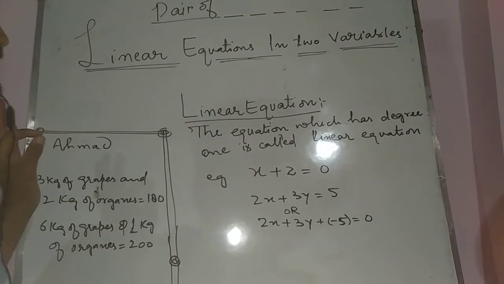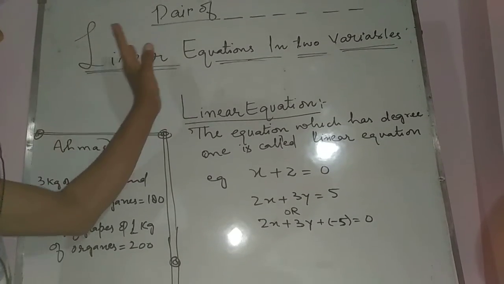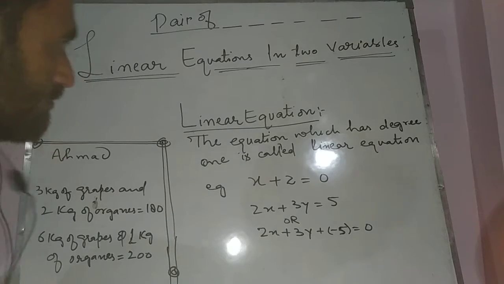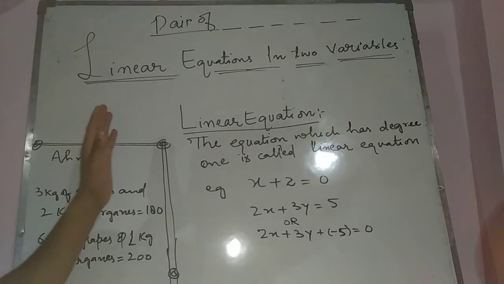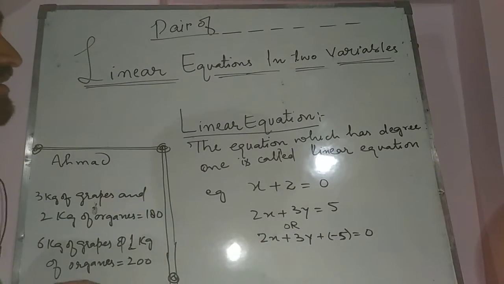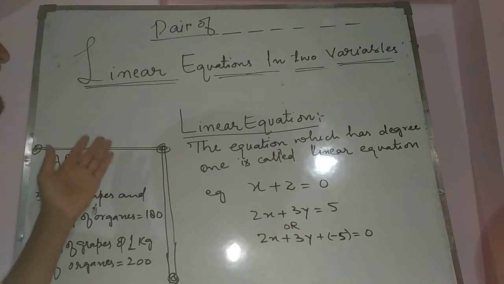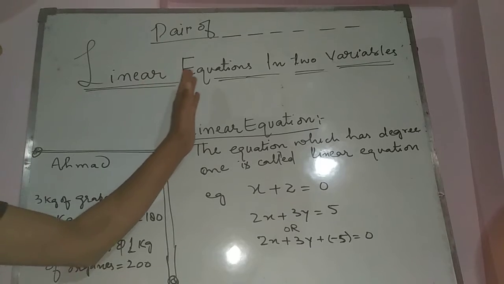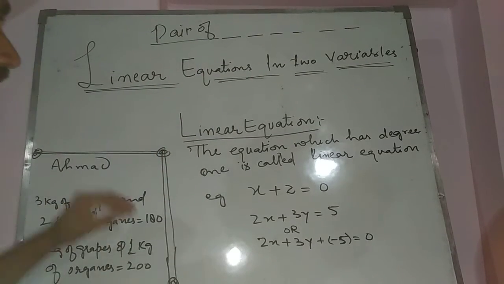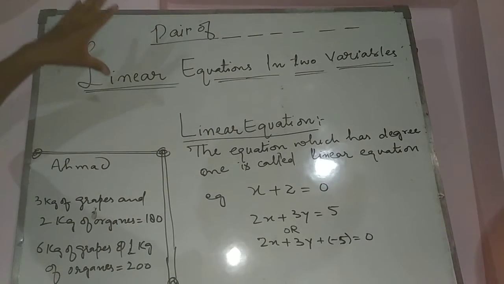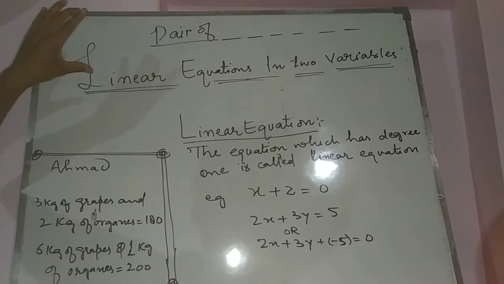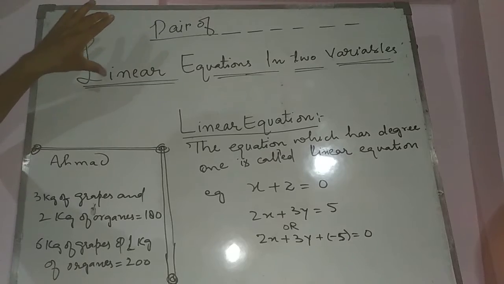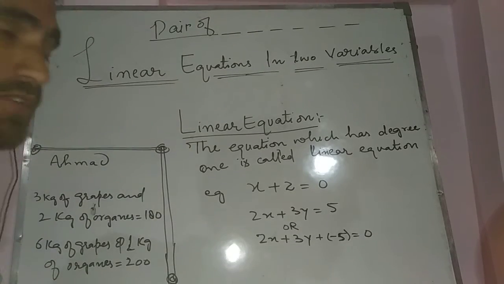Well, my dear students, today our topic is pair of linear equations in two variables. This is chapter 3 of class 10th. First one is real numbers, second one is polynomials, and third one is the pair of linear equations in two variables. In this chapter, we have to study, we have to form, and we have to find the solutions of the pair of linear equations in two variables.